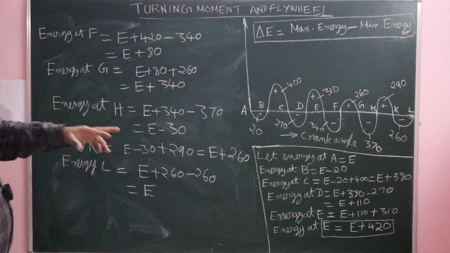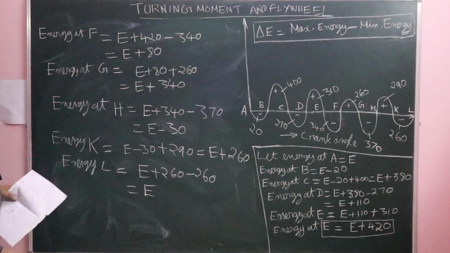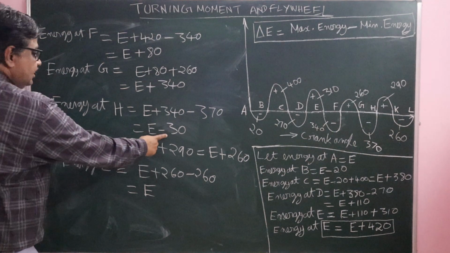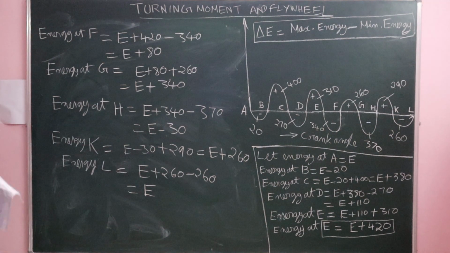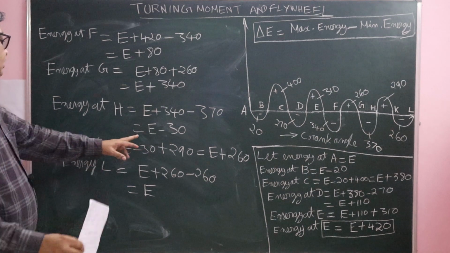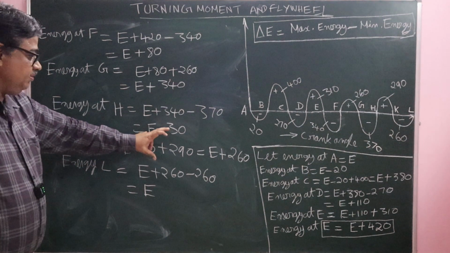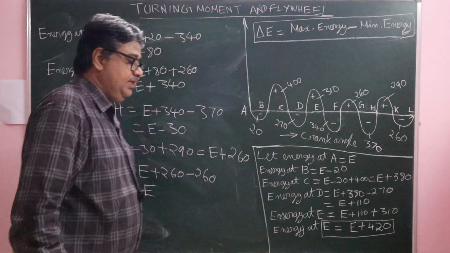Therefore, here the maximum energy is E plus 420. The minimum energy is E minus 30. E minus 30 is the minimum energy, and E plus 420 is the maximum energy.